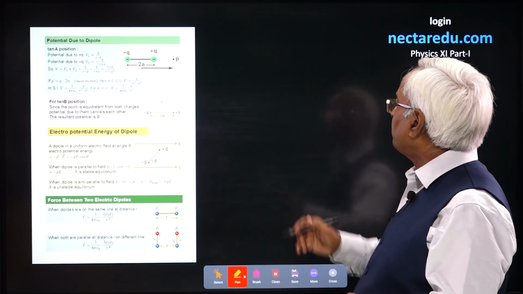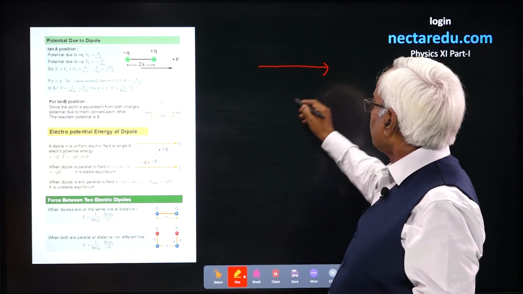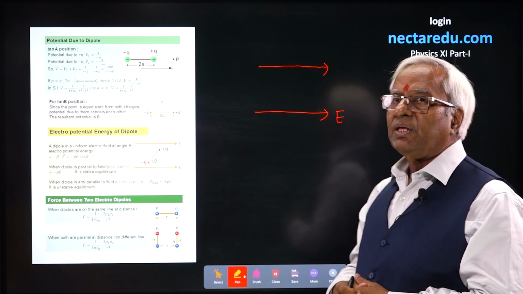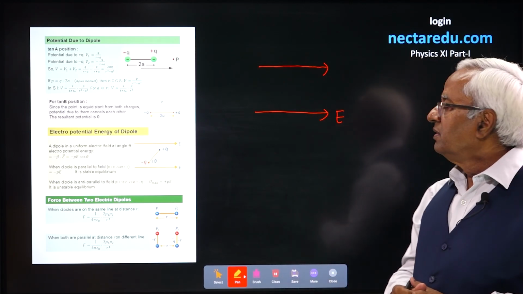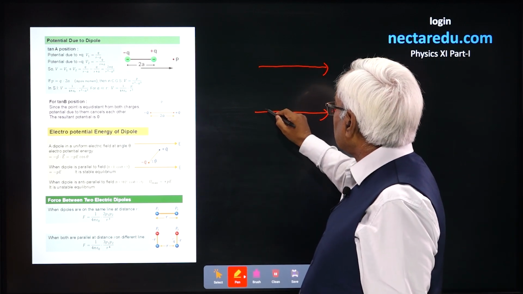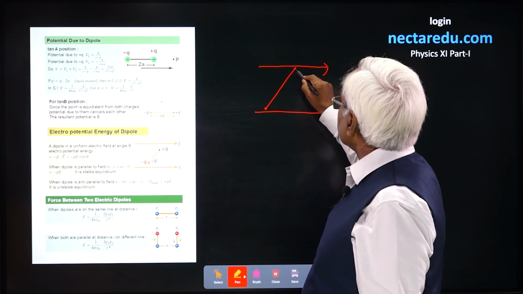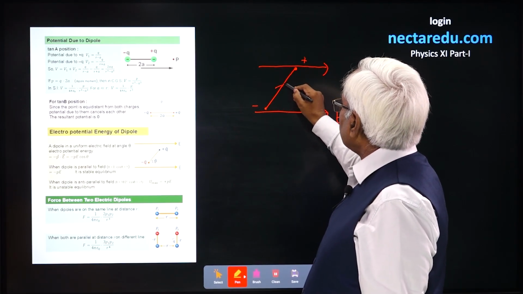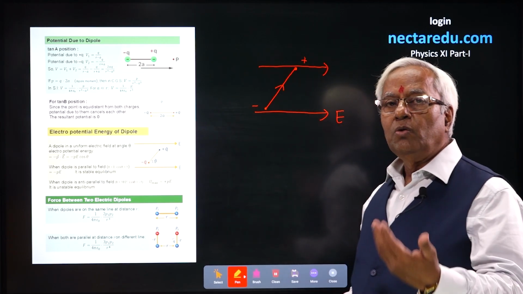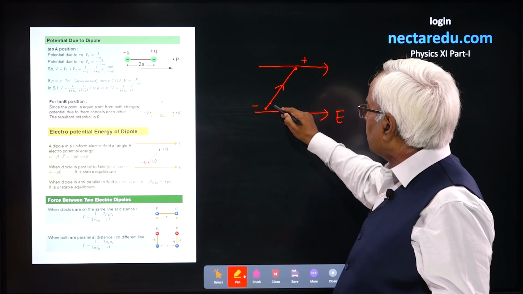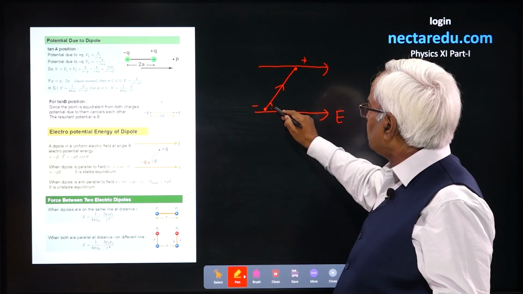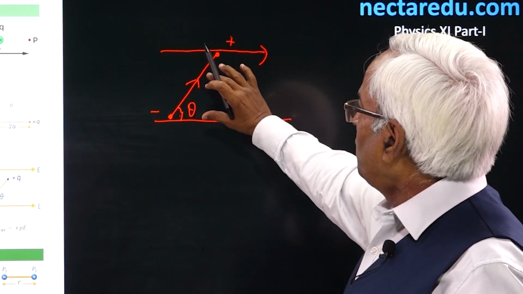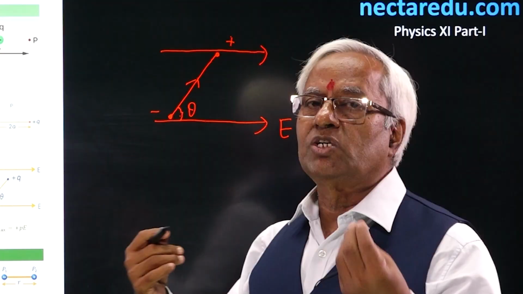Now, we want to know what happens if a dipole is placed in some electric field. In the electric field, it might have any angle. We suppose here the angle of the dipole is theta. You know, the dipole is considered as a vector. Its direction is always taken from minus to plus. Just suppose this angle is theta. Dipole has two charges.